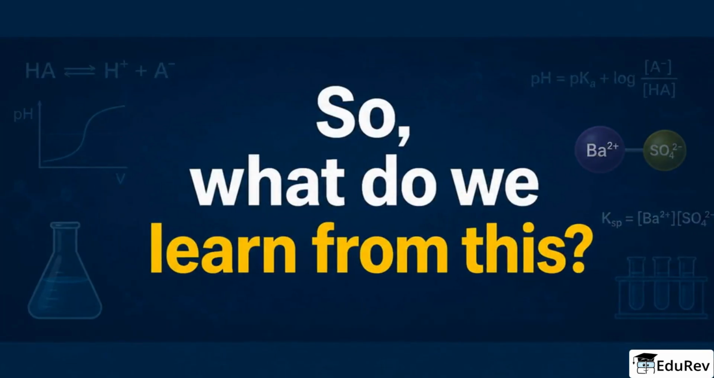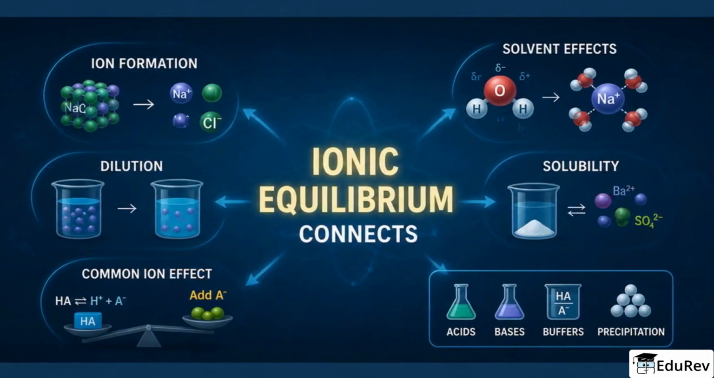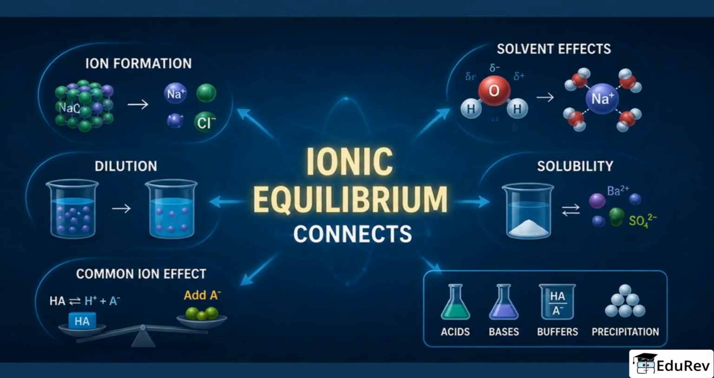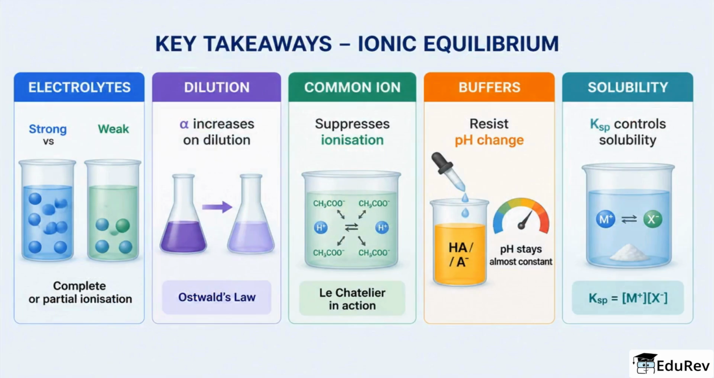So what do we learn from this? We learn that ionic equilibrium links ion formation, dilution, common ions, solvent effects, and solubility to explain acids, bases, buffers, and precipitation. Let us quickly remember. Electrolytes may be strong or weak. Ostwald's law shows alpha increases on dilution. Common ions suppress ionization. Buffers resist pH change, and KSP controls solubility.